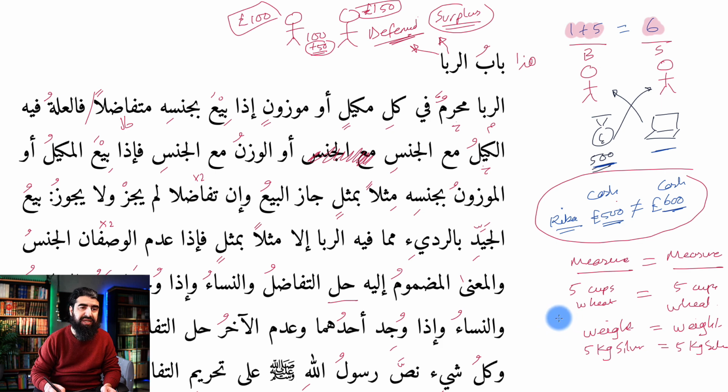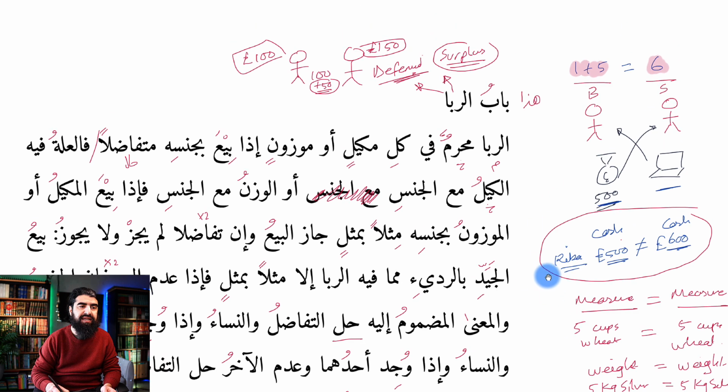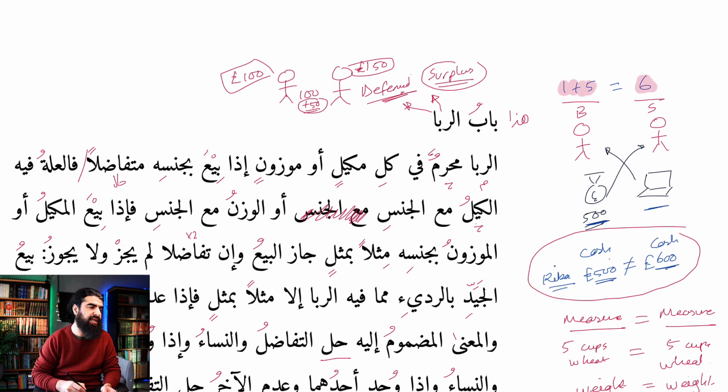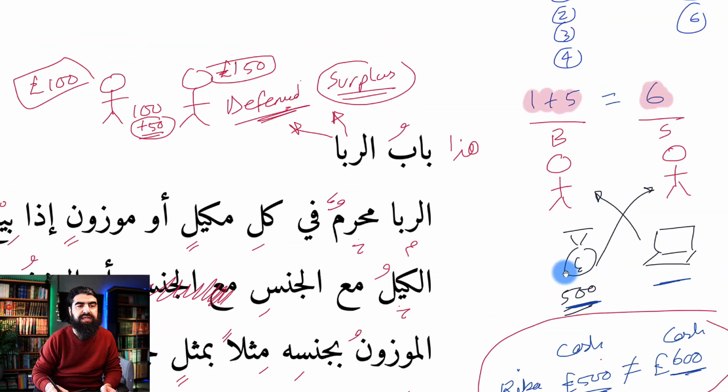So actually, we get all this from a hadith. There is a hadith of the Prophet ﷺ, and in this hadith he said, don't sell. Six items he mentioned. One, two, three, four, five, six. What are the six items that he mentioned?